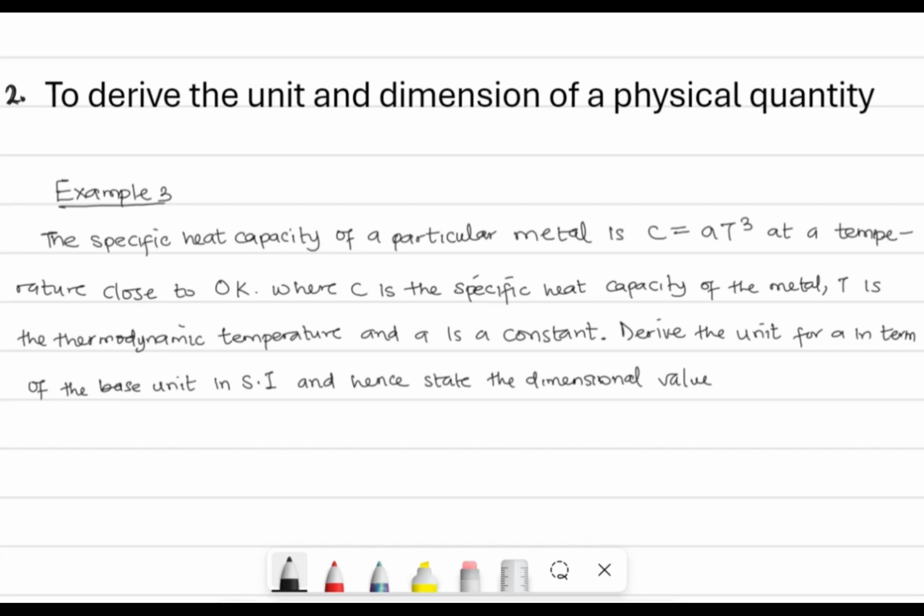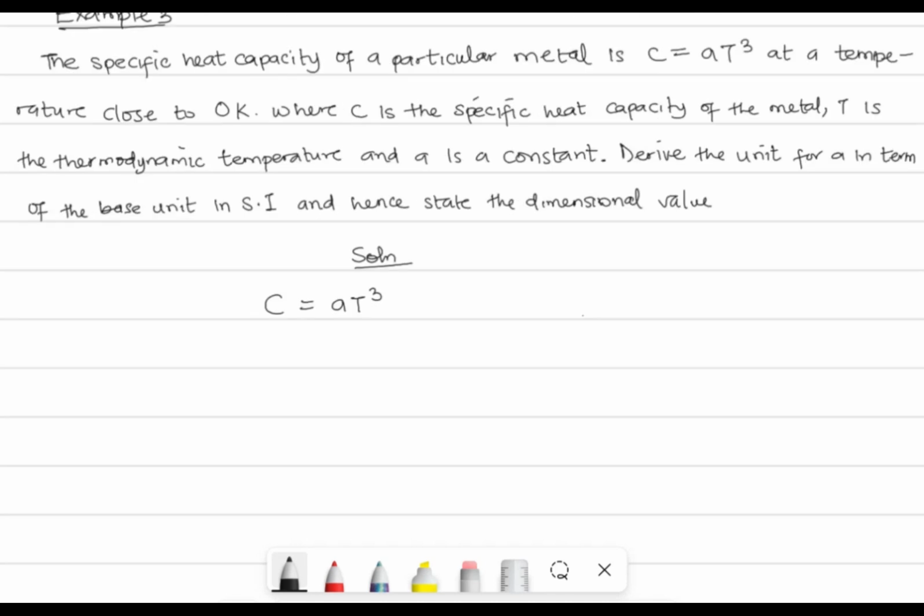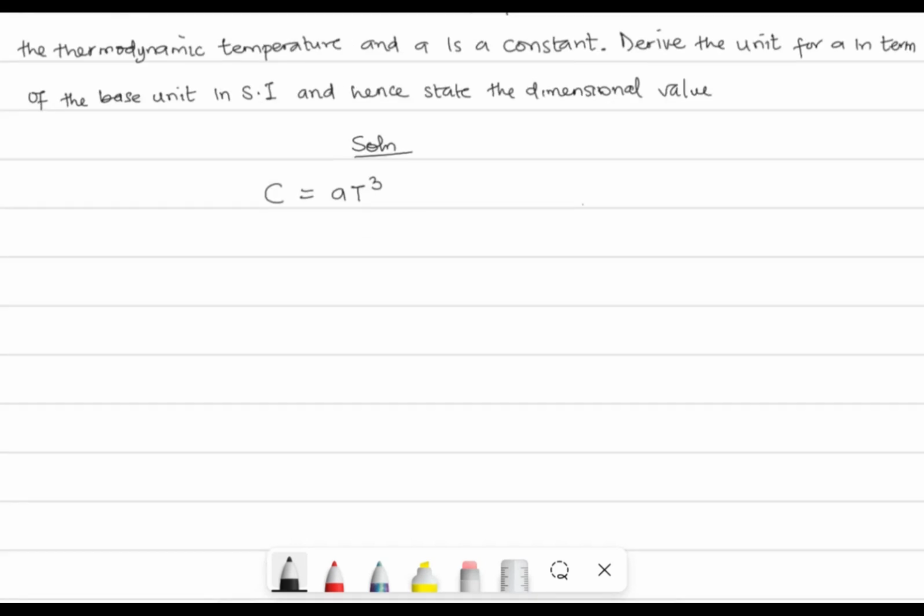Well, the first thing we want to do is to turn the question around. I want to get the dimensional value first and then the SI unit. It's easier that way. So the first thing I want to say is that we have C is equal to AT^3. And with this now, I'm looking for A. Simply make A the subject of the formula. A is equal to C over T raised to power 3.